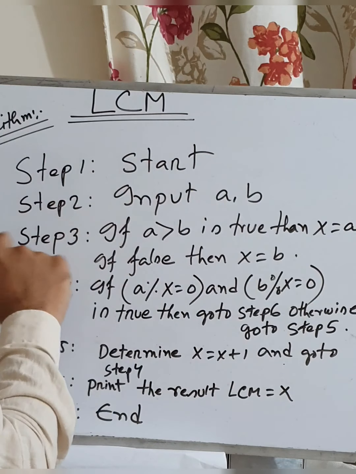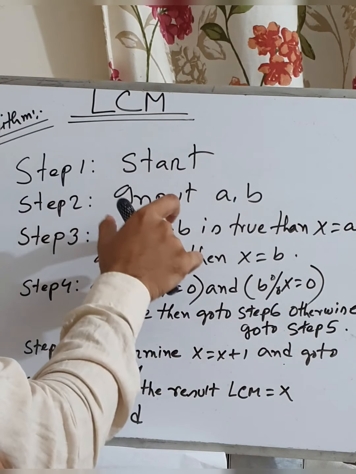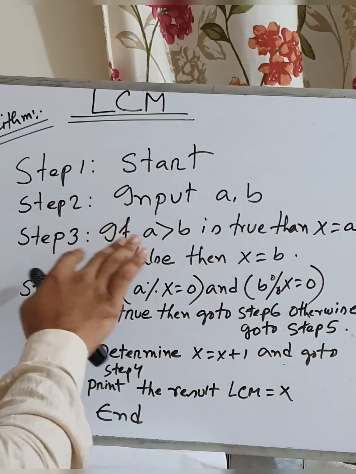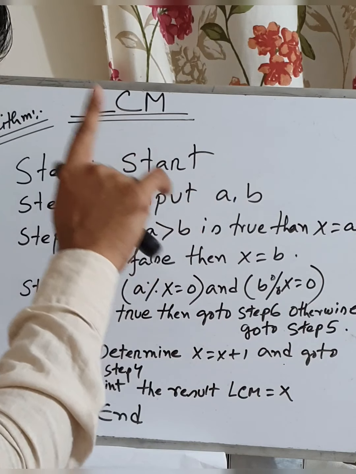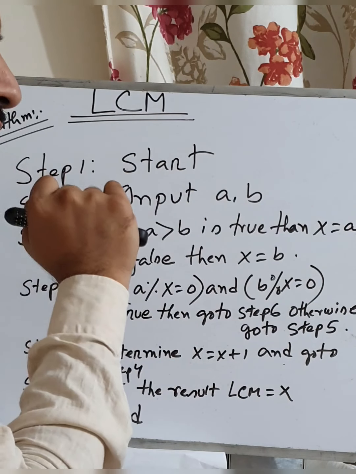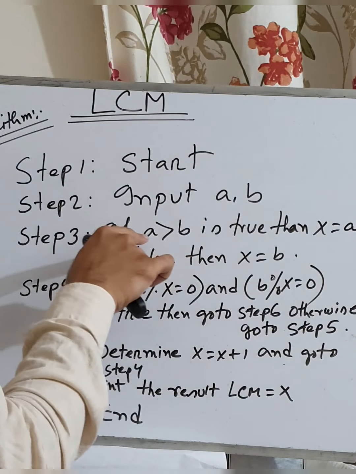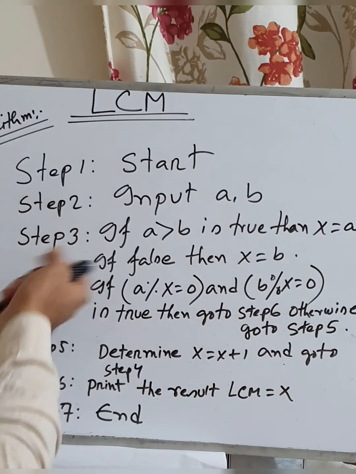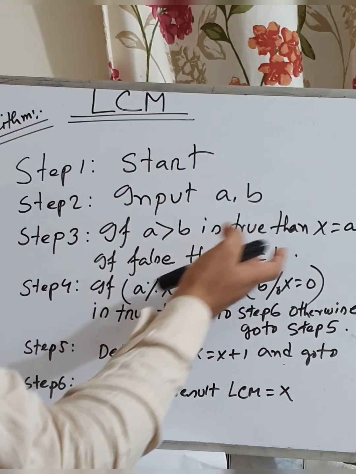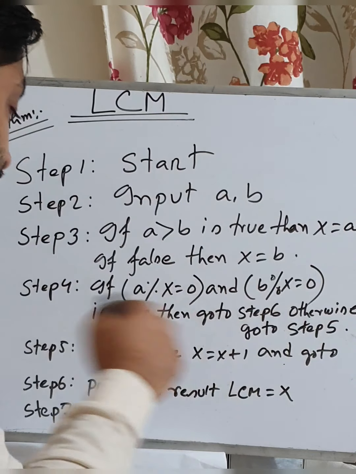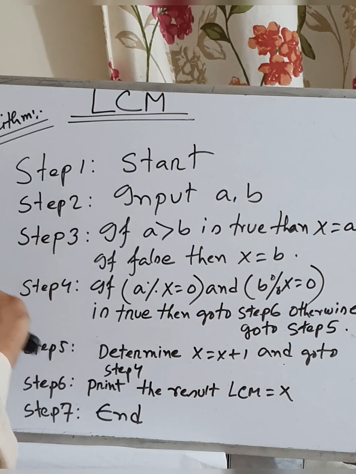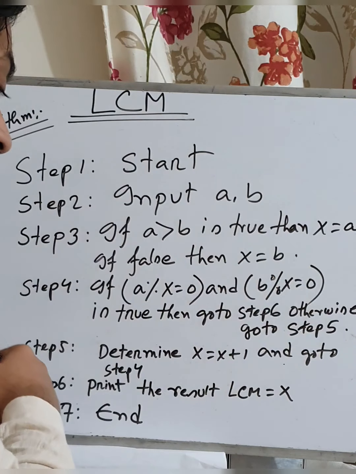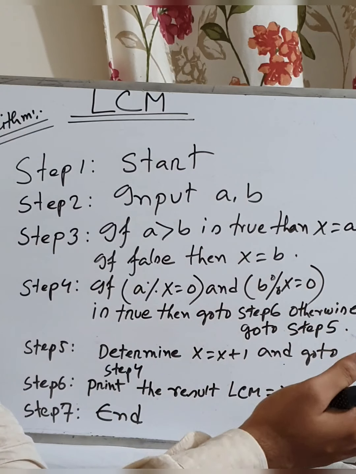Step 1 is start, step 2 is taking the input numbers for A, B. Then in step 3 I have to calculate the decision part first. If A is greater than B is true, then X will be A, and if it is false, then the value of X will be B. And then step 4: if A mod X equals 0 and B mod X equals 0 is true, then go to step 6.